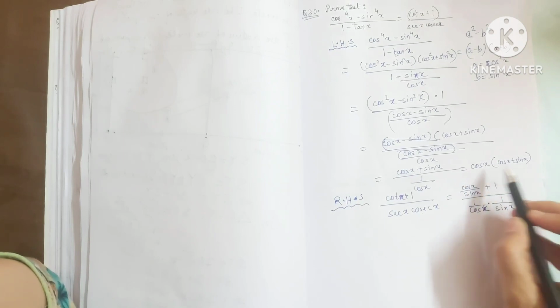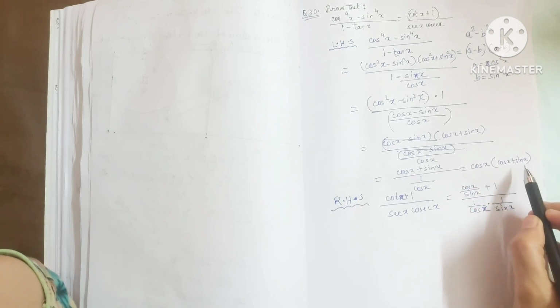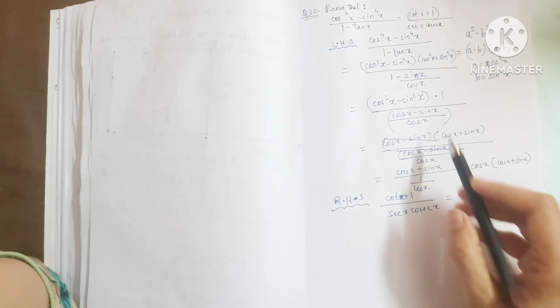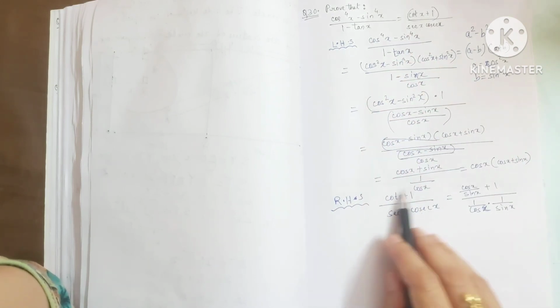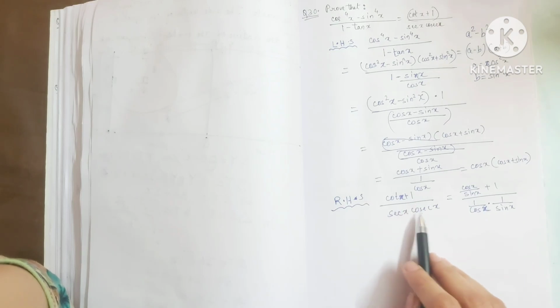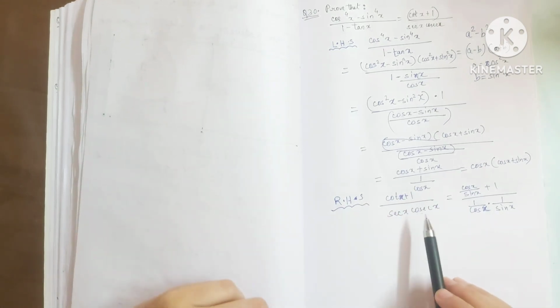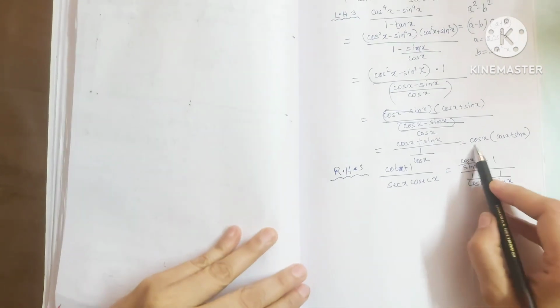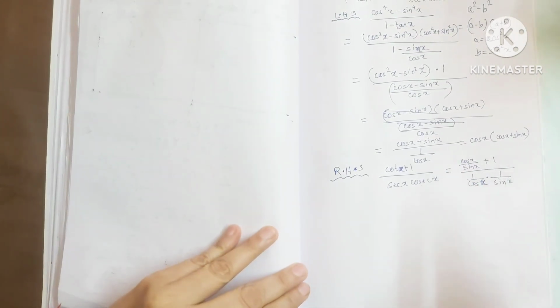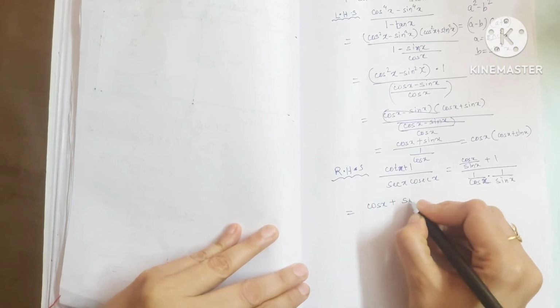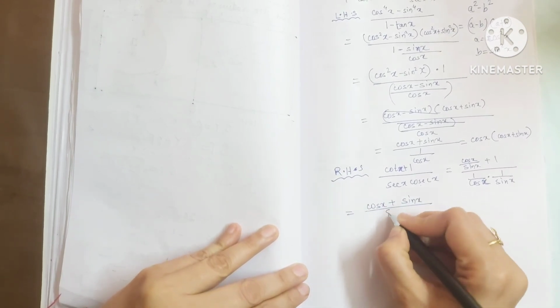Now I am leaving the left hand side simplified because at this moment I am not able to bring the right hand side to the form cot x plus 1 by sec x into cos x. So I am breaking the right hand side, simplifying it to bring it at least to this left hand side level. So now we will again do the fraction addition as we normally do. Let's do that.